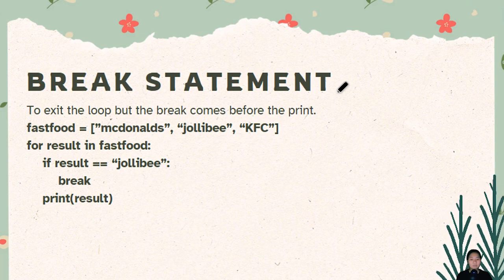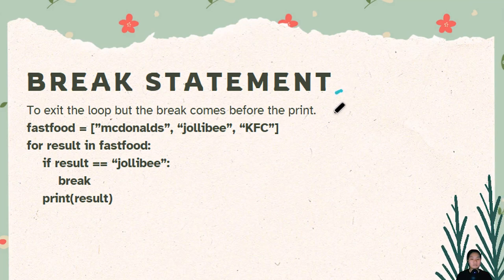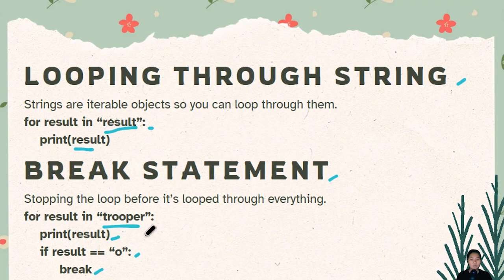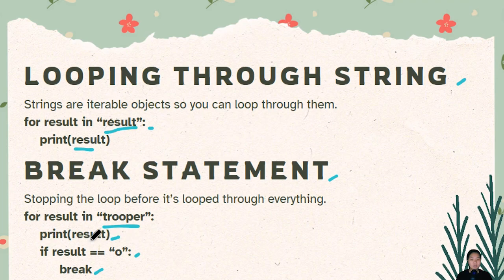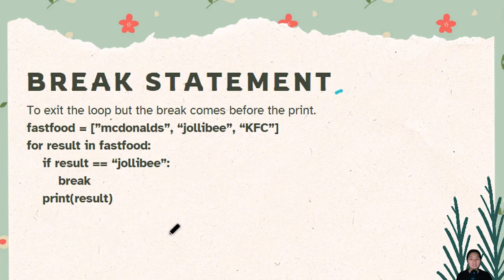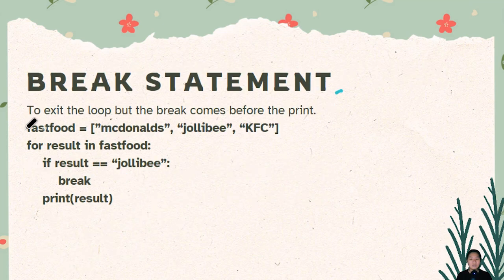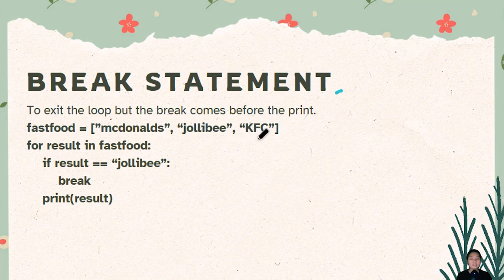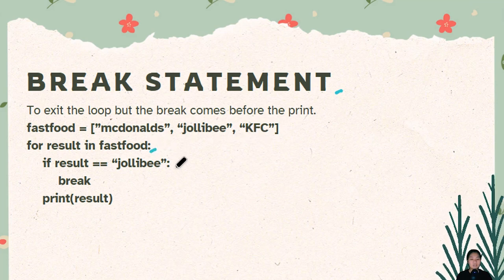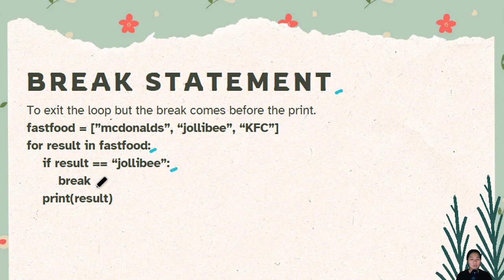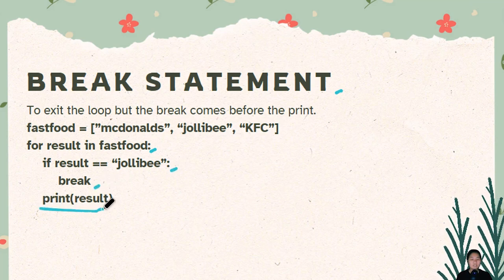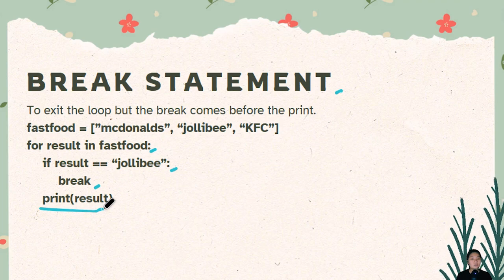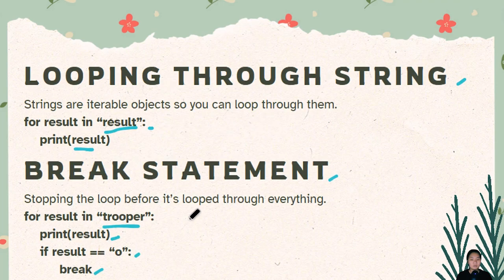another example of a break statement. Now, as you see here, we put the print result before the if result equals O, break. Now, what happens if we put it after? So we have fast food, McDonald's, Jollibee, and KFC. For result in fast food, if result equals to Jollibee, break, and then print result. I will show you a quick demonstration of the difference between this and this in a little bit.